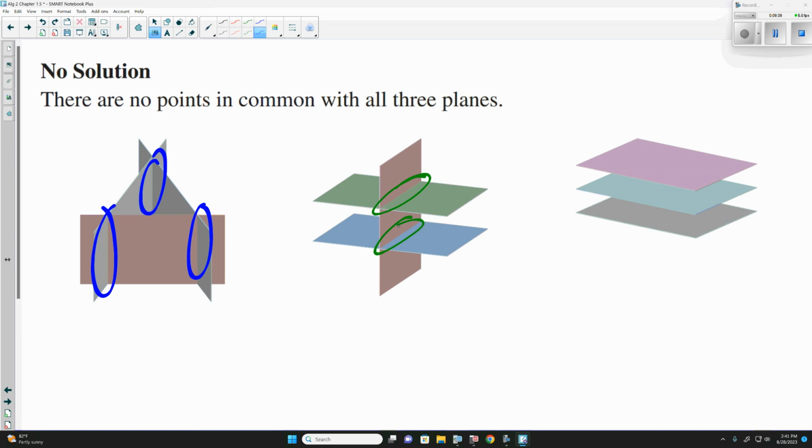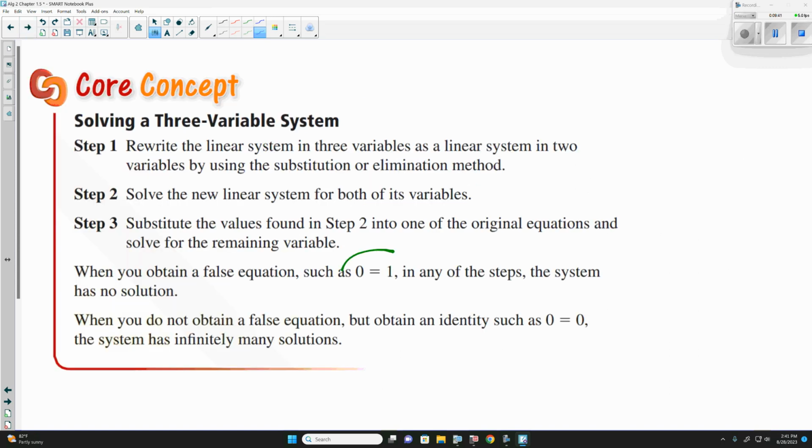Now, mathematically, when we solve this, what we'll see for a no solution is this here, 0 equals 1. We get a false statement. Doesn't necessarily have to be 0 equals 1. Most likely, one of the sides is going to be 0. The other side is going to be some number. It doesn't work. Infinitely many is if we get what they call the identity 0 equals 0. So 0 will always equal 0. That is a true statement. We're looking at infinitely many.